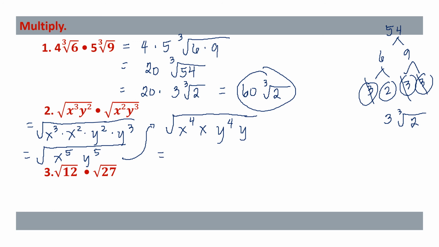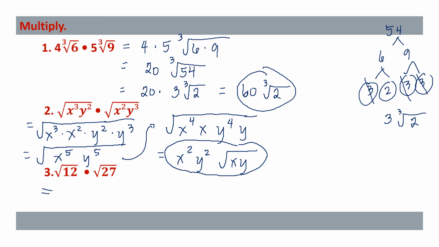The square root of x to the fourth power is x squared. The square root of y to the fourth power is y squared. And then x and y will be left inside the radical sign. So the product is x squared, y squared, square root of xy. Let's have another example. Square root of 12 times square root of 27.